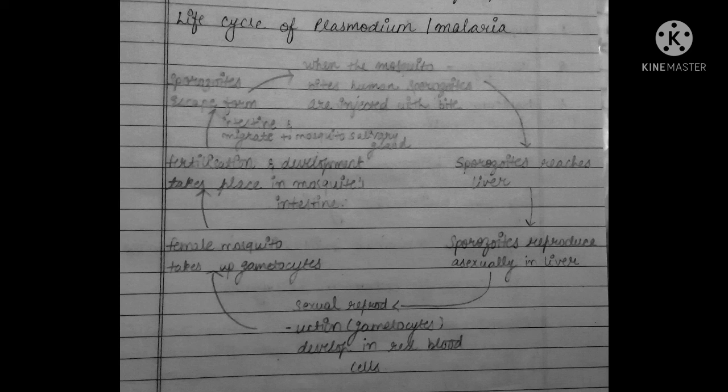When the mosquito bites the human, sporozoites are injected with the bite. These sporozoites then reach the liver. Sporozoites reproduce asexually in the liver. Sexual reproduction takes place in red blood cells, where gametocytes are formed. The female mosquito takes up gametocytes. Fertilization and development take place in the mosquito's intestine. Sporozoites escape from the intestine and migrate to the mosquito's salivary gland.